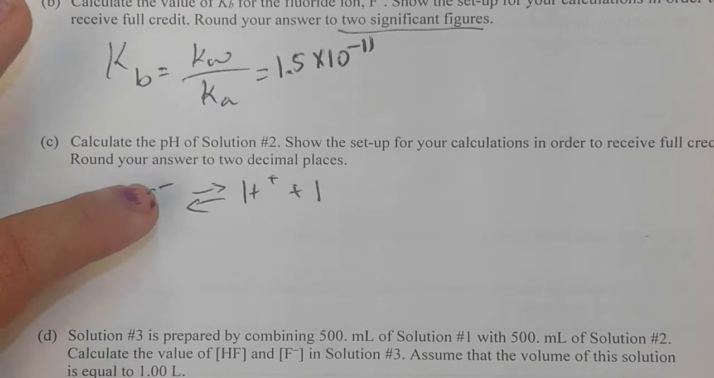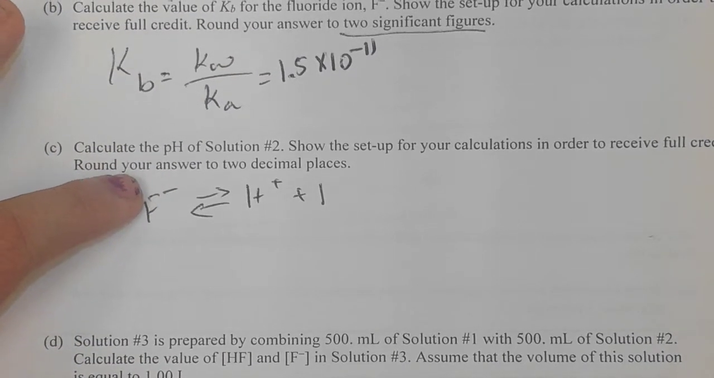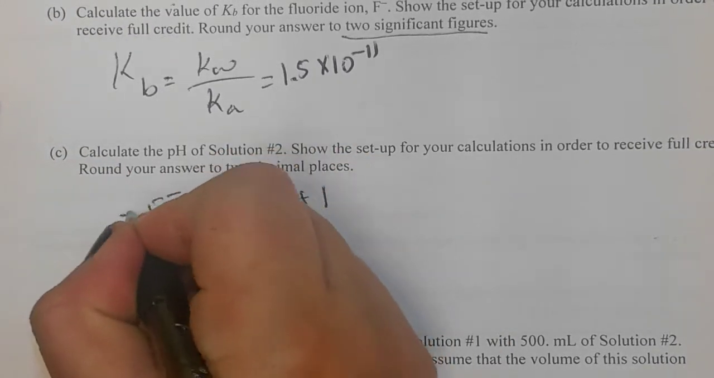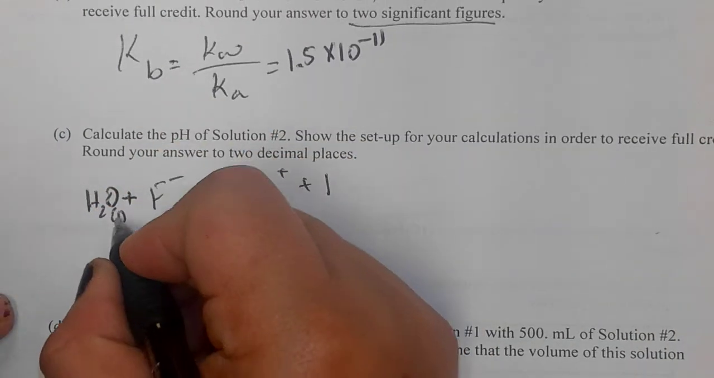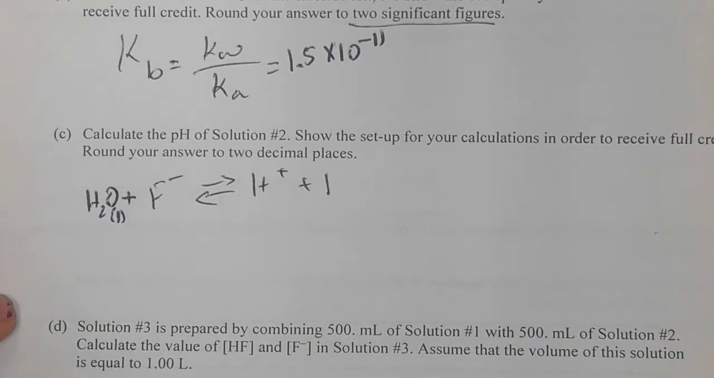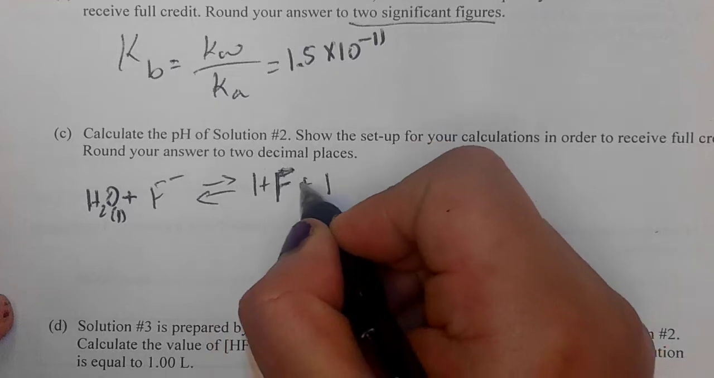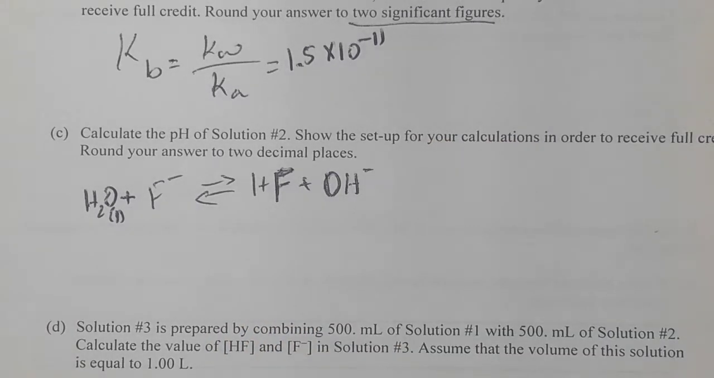So what is F minus going to do? It's going to take an H from who? Water. Add that guy. Whenever you notice that you couldn't write it, go back and bring up our friend water, okay? Our friend water is there to help us write the equation. So that will be HF plus OH minus. Agree? There you go.